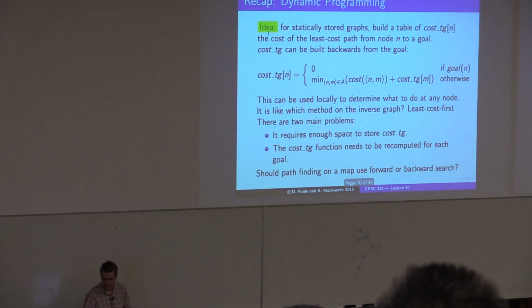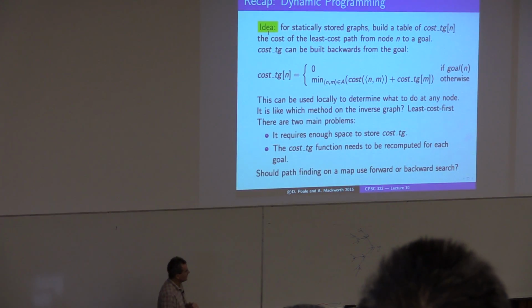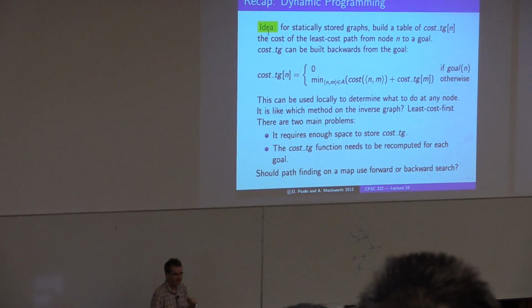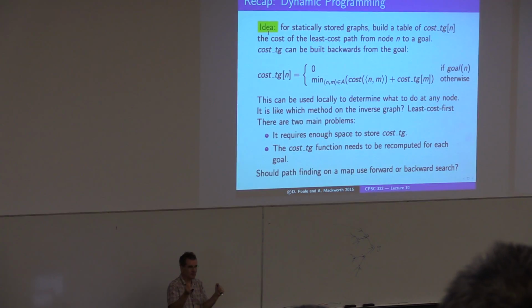So now we can ask the question, should path finding on a map use forward or backward search? If you're building Google Maps, what would you do? Right, so if we have a sort of a Google Maps thing, what would we do?